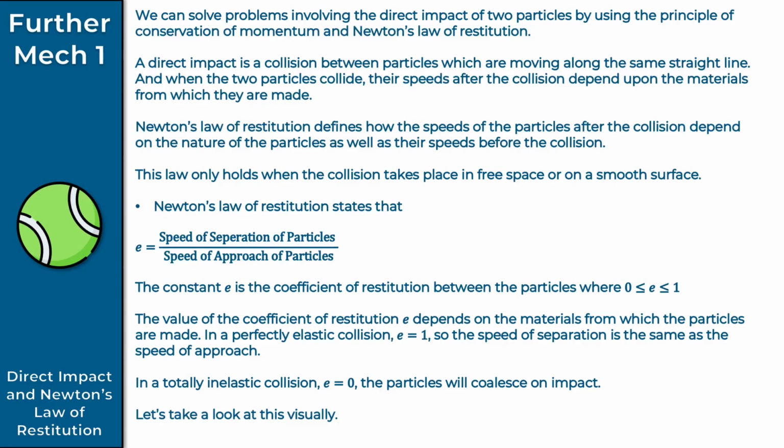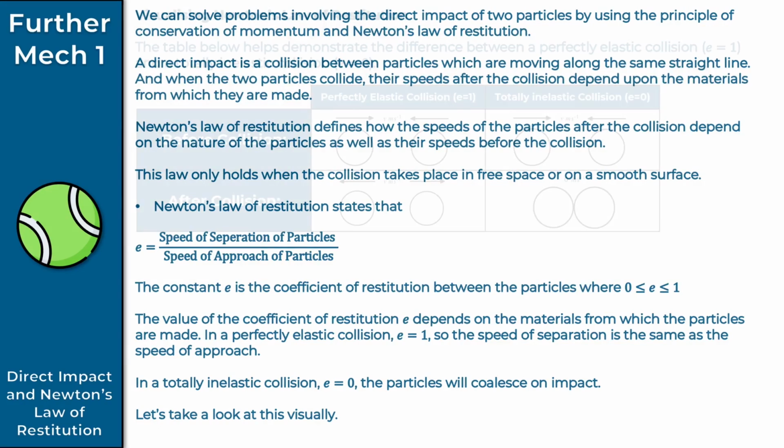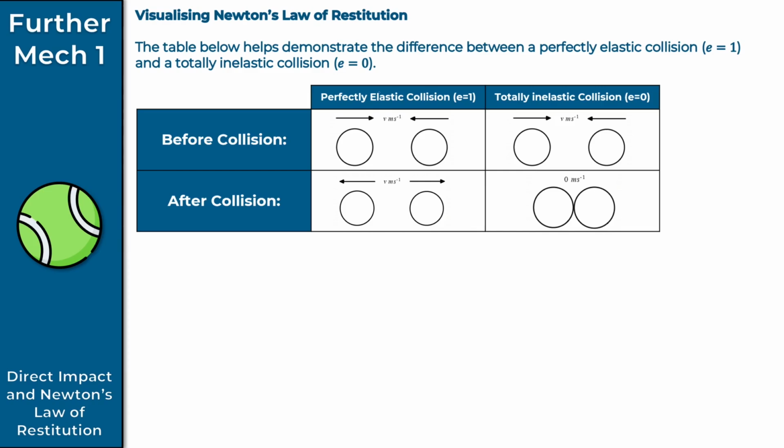To finish, let's take a look at direct impact and Newton's law of restitution visually. The table below should help demonstrate the difference between a perfectly elastic collision, when e is equal to 1, and a totally inelastic collision, when e is equal to 0. I've got two situations here, before the collision and after the collision. Before the collision, both situations are clearly the same, for e equal to 1 and for e equal to 0. The difference is after the collision.